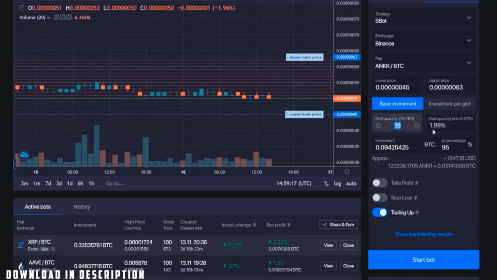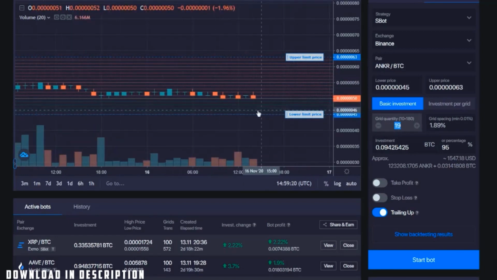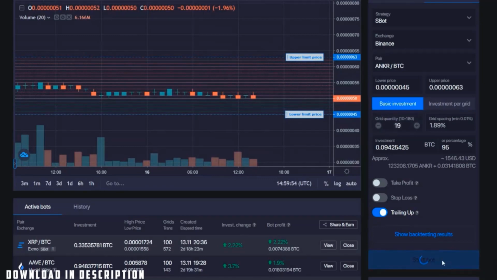The grid spacing is, in this instance, 1.89%. The reason for that is because each tick down essentially would be that amount, because we're talking Satoshis here, we're not talking about Tether or dollars. So a single tick down is almost a 2% tick down, a tick up, again almost a 2% tick up. So each time the bot makes a transaction, if it were to tick up, that would be a 2%, thereabouts, profit: buying down here, selling up here, buying, selling, buying, selling. So all I'd need to do now that the grids are in place is say start bot.